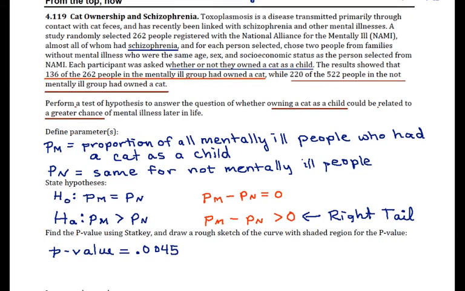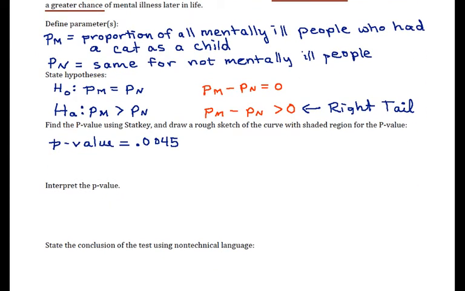And the rough sketch I'm going to draw doesn't have to have all of these bars and dots. It's just going to be a very basic shape. Looks like kind of a bell-shaped curve that we have there, and here in the middle is my null parameter of 0, because that is p1 minus p2 equals 0. What defines my tail off here to the edge is my p-hat M minus p-hat N equals 0.098.